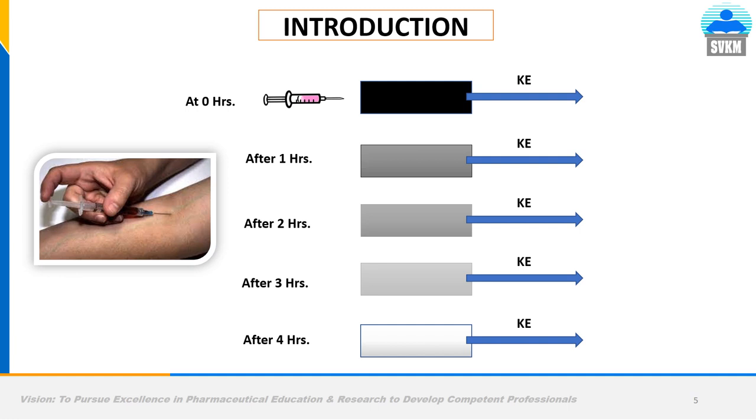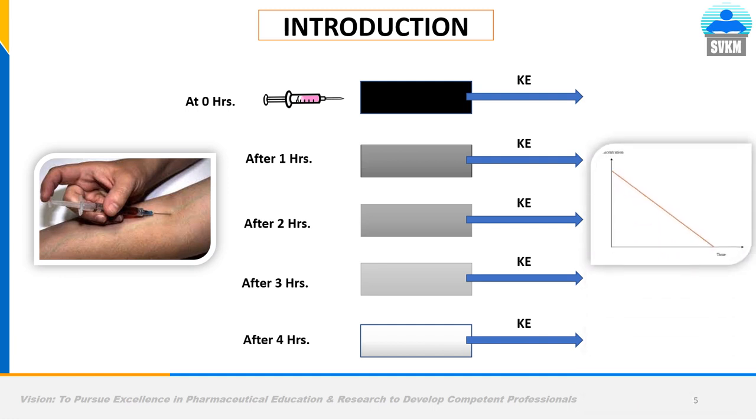If we observe this diagram, initially the concentration is maximum, that is 500 mg. After 1 hour the concentration decreases. After 2 hours again the concentration decreases, and after 4 hours there is complete excretion of the drug from the body.